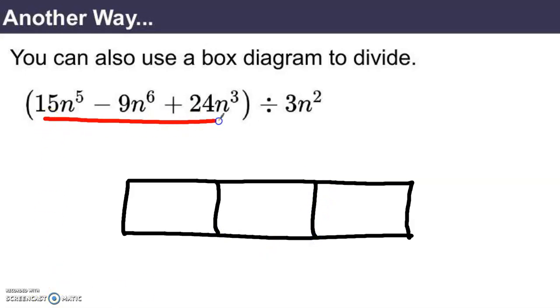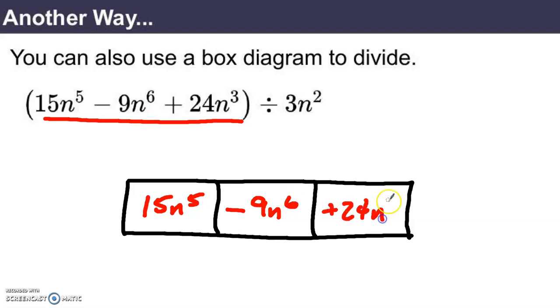where the answer is 15n to the 5th minus 9n to the 6th plus 24n cubed. And one of the factors that I multiplied to get it was 3n squared. All I need to do to write this division problem is to determine what belongs here. What polynomial would I have multiplied 3n squared by to get 15n to the 5th minus 9n to the 6th plus 24n cubed? Can you figure out what belongs here?